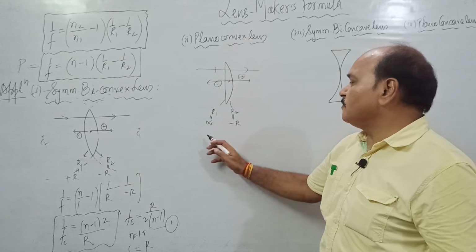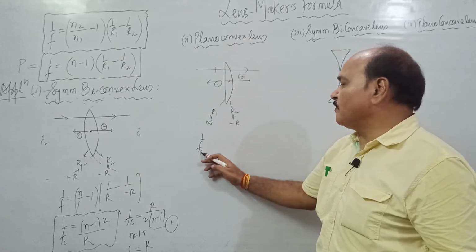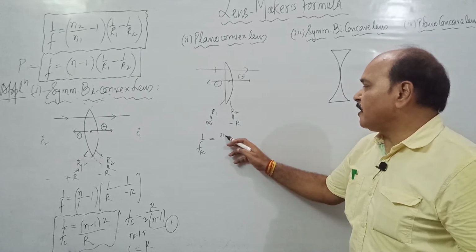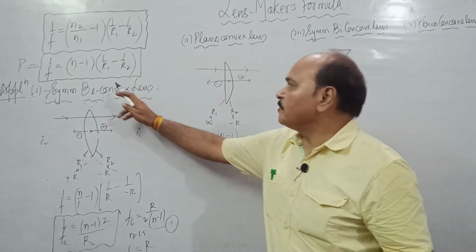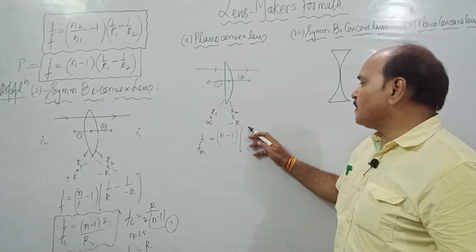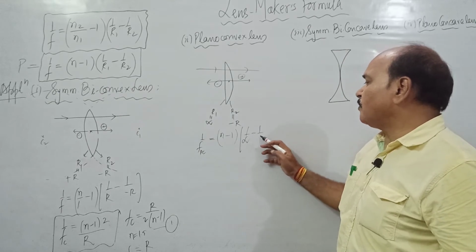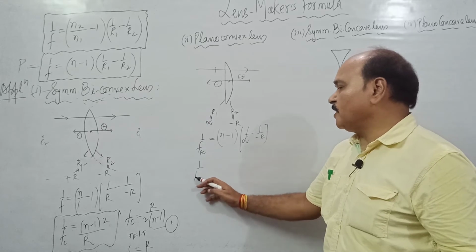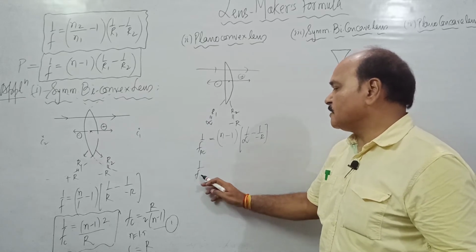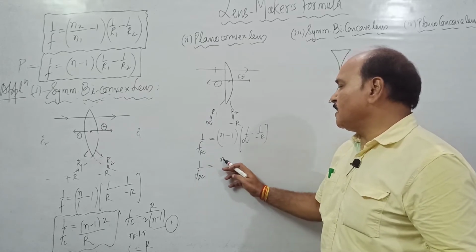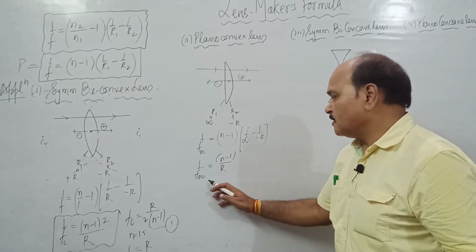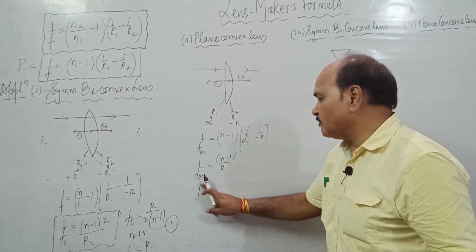If we substitute all these values here, what do we get? Focal length of plano-convex lens. Yes, focal length of plano-convex lens is what? N minus 1, 1 upon R1. What is that? Infinite. Minus 1 upon what? Minus R. This minus cancels out. We get what? Plus. So 1 upon focal length of plano-convex lens is n minus 1 by R. Or we can say focal length of plano-convex lens is what?